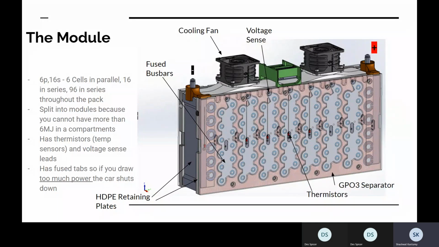All right, here's a module. I showed you this last week and went into a decent amount of detail. This is a way more updated model, which actually shows the fused bus bar models that we'll be using on the actual car, including the separator layer that those sit on, and all the other bits and bobs that go into the battery module. Any questions right off the bat about the battery module and how it's constructed before I launch into a lot more detail about it?